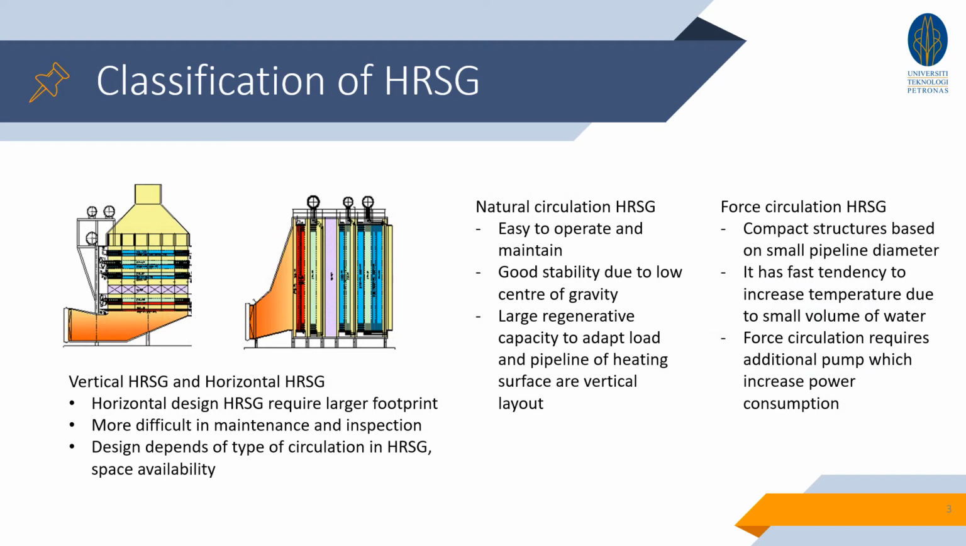Classification of heat recovery steam generator. In installation of a HRSG system, there are two types of orientation, which are vertical HRSG and horizontal HRSG. A vertical HRSG has a vertical flowing gas and horizontally placed coils. The gas flows across the coils. And as for horizontal HRSG, it is vice versa.